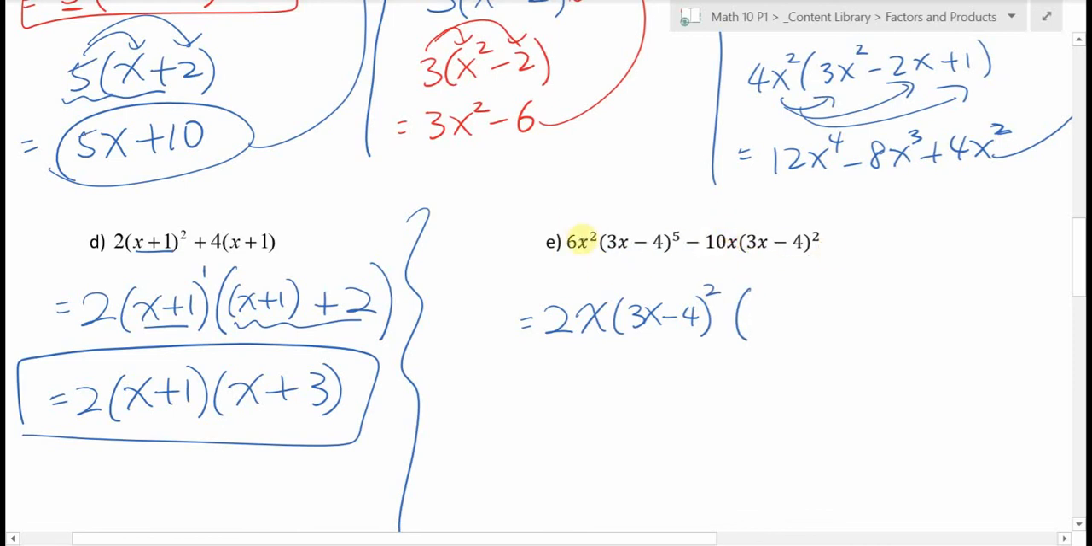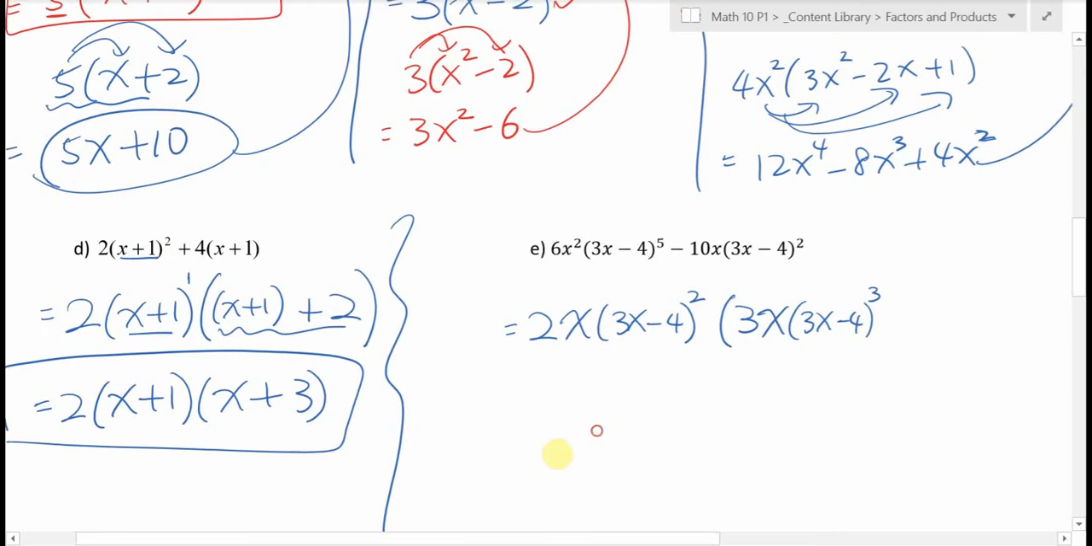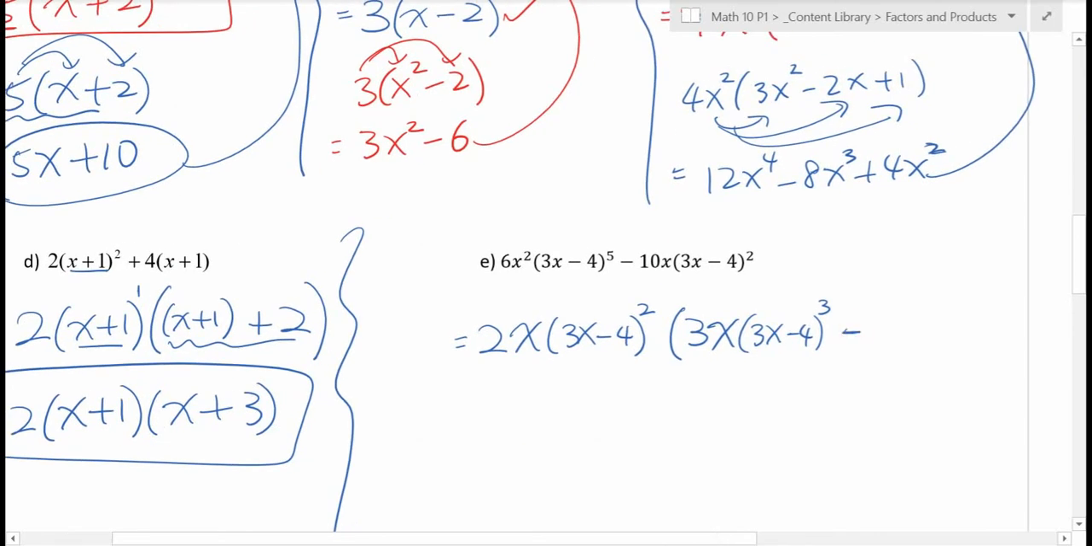So we have 6 divided by 2, which is a 3. We have x squared divided by x, and that is x. Again, you subtract exponents, so 2 minus 1 is 1. We have 3x minus 4 to the power 5 divided by 3x minus 4 to the power of 2. So same base, subtract exponents, it's going to be a 3. Minus, this is going to be 10 divided by 2, so that's a 5. X divided by x is 1. 3x minus 4 squared divided by 3x minus 4 squared is, again, 1. And that is your final answer.